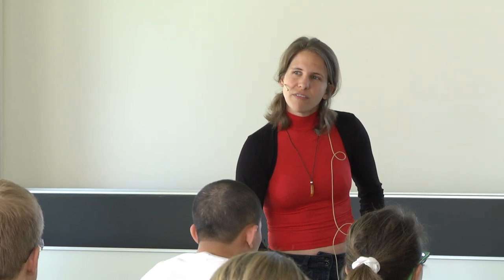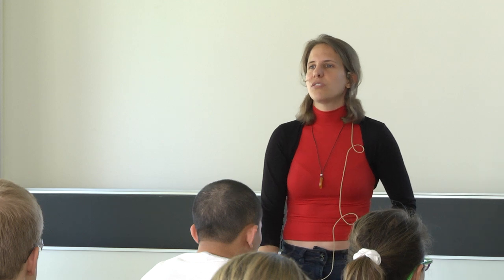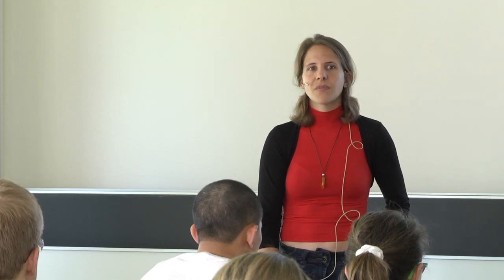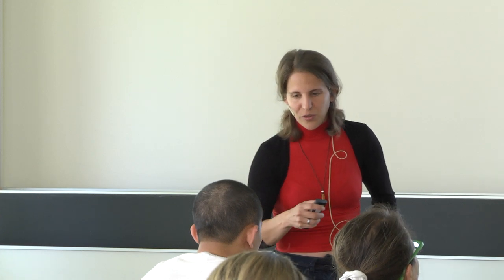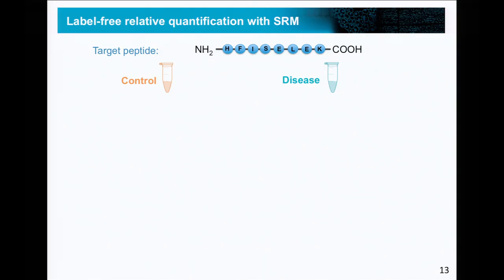And when you have the MS2 spectra, what do you do? What do you select for this peptide? The transitions, the most intense transitions. Exactly. Oh, maybe I forgot. So the aim is to measure this peptide, of course, in two samples. So in the control and in the disease sample, and to do label-free quantification.